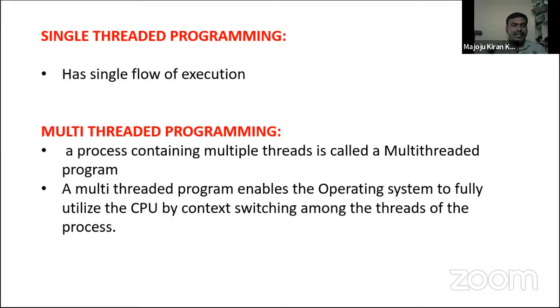Here the logical concurrency is achieved by context switching. Context switching is nothing but switching the CPU between multiple threads according to the CPU scheduling algorithm. That is called multi-threaded programming.